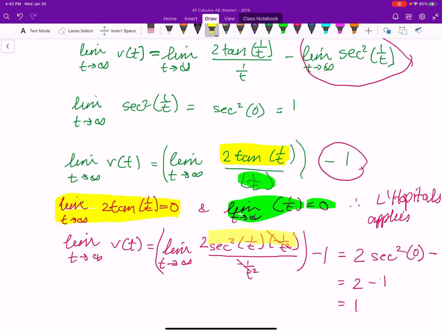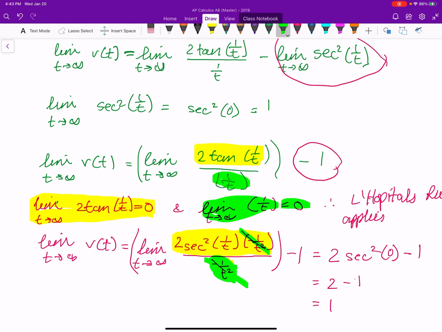The derivative of the numerator using the chain rule ends up being 2 secant squared, because the derivative of tangent is secant squared of 1 over t, and then times the derivative of the interior, 1 over t, that's t to the negative 1. Using the power rule, I get negative 1 over t squared. But you get the same thing in the denominator down here. When you take the derivative of the denominator, it's t to the negative 1, and the derivative of that becomes negative t to the negative 2, which is negative 1 over t squared, and that means these two things cancel each other out, so we end up with just 2 times secant squared of 1 over t.